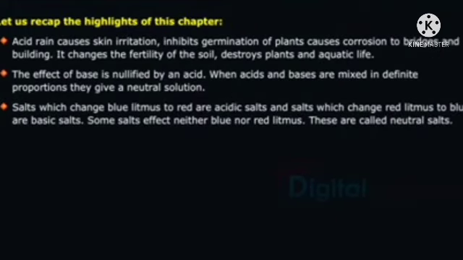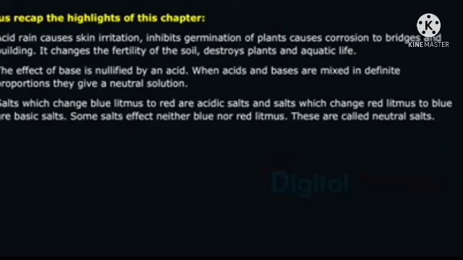The effect of a base is nullified by an acid. When acids and bases are mixed in definite proportions, they give a neutral solution. Salts which change red litmus to blue are called basic salts. Some salts affect neither blue nor red litmus. These are called neutral salts.